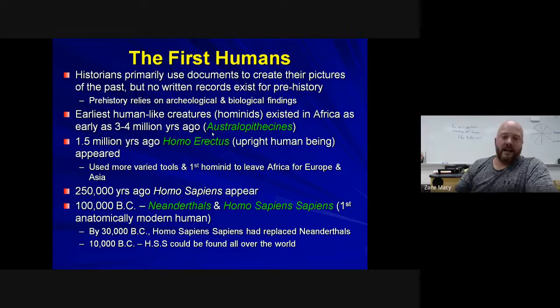Australopithecines were the particular hominids that we've discovered existed 3 to 4 million years ago in Africa. And as time goes on, and again, there were other smaller steps forward, about 1.5 million years ago, though, Homo erectus, which in Latin means upright human being, appears.